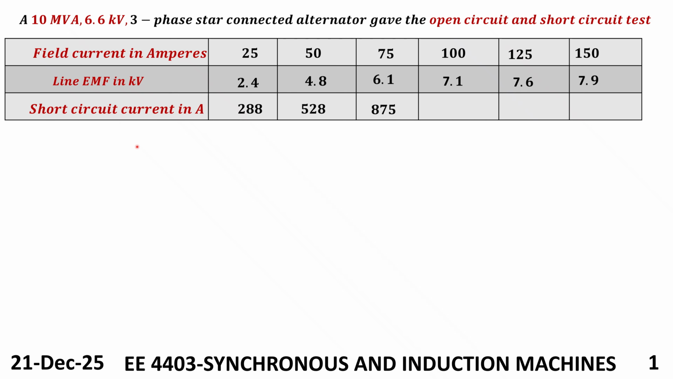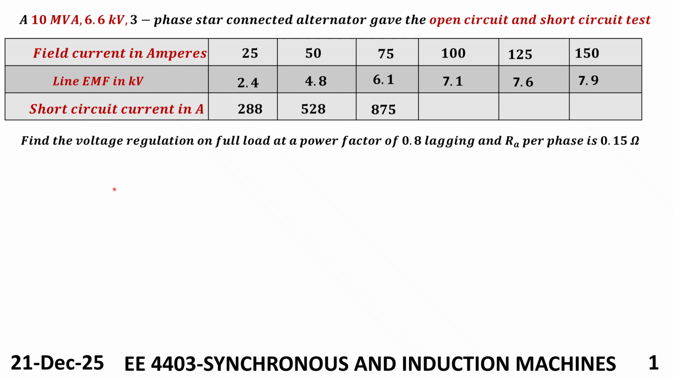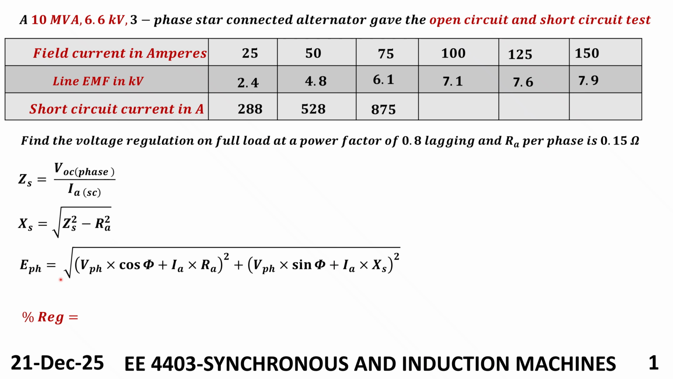So first we'll start the solution to solve this problem. Before that, we'll look at what formulas are required to calculate the percentage regulation using the EMF method. Synchronous impedance, we already know, is open circuit voltage per phase divided by IA, the short circuit current. Since it is star connected, the IA and IL values are equal here. Synchronous reactance is given by the square root of ZS square minus RA square. And the E phase formula we already know: E phase equals the square root of (V phase cos phi plus IA RA) the whole square plus (V phase sin phi plus IA into synchronous reactance) the whole square. And percentage regulation is given by E phase minus V phase divided by V phase, into 100.